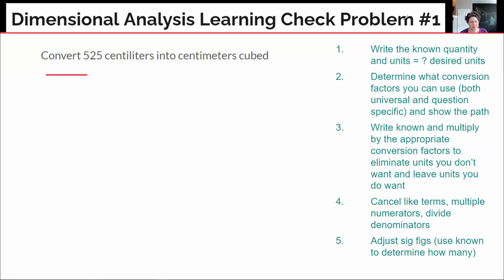All right, so we are back. We are converting 525 centiliters into centimeters cubed. Okay, so we got to figure out our knowns and our unknowns. Our known is the one that has a number on it. Our unknown is what we're going to be trying to find. So we have an order that we have to put it in. We have to put the known first.